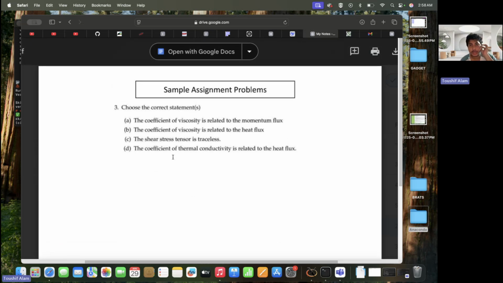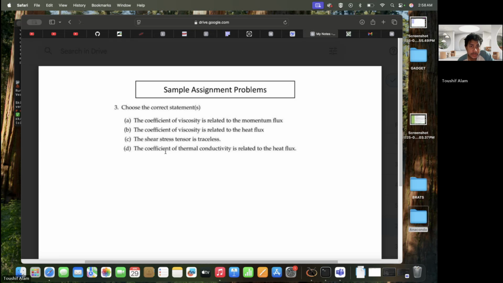Question number 3. Choose the correct statement. The coefficient of viscosity is related to the momentum flux. The coefficient of viscosity is related to the heat flux. The shear stress tensor is traceless. The coefficient of thermal conductivity is related to the heat flux. So this is about the heat and momentum flux. The coefficient of viscosity is related to which one? Momentum flux, heat flux.